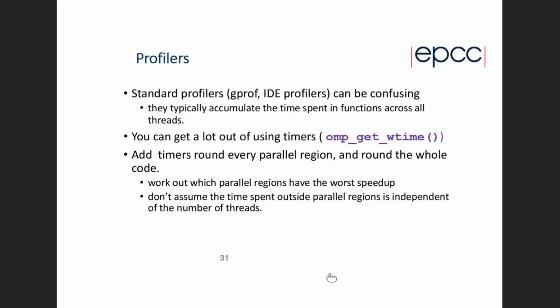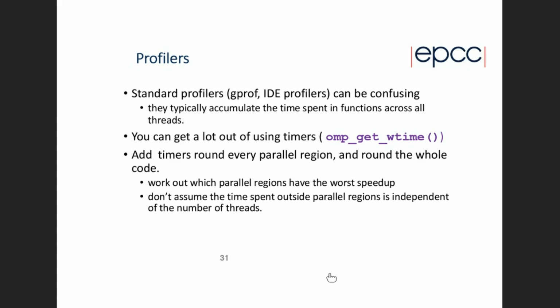In terms of profilers, unfortunately for multi-threaded code, your standard profilers like gprof, or what you get provided in your IDE, can be pretty confusing, because what they typically do is accumulate the time spent in functions across all the threads. So you're actually losing important information about what's happening on different threads. You can get a lot out of using timers.